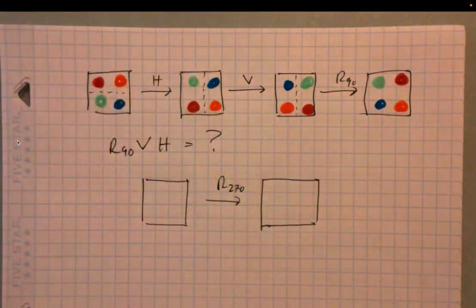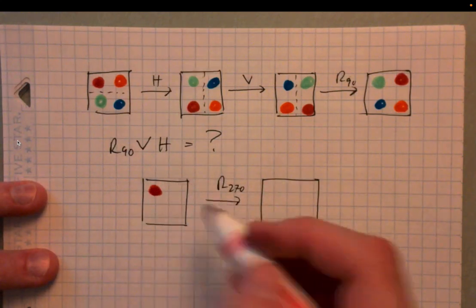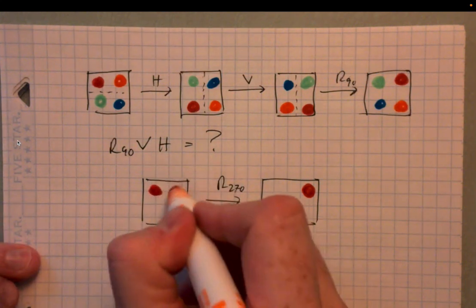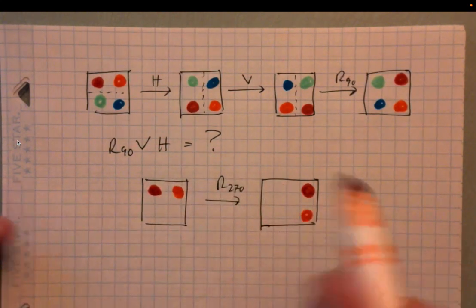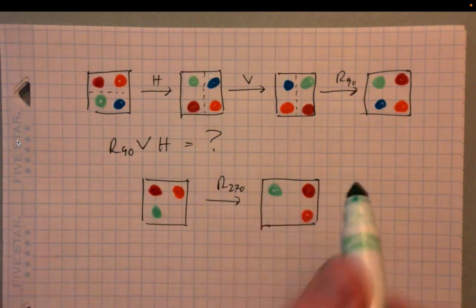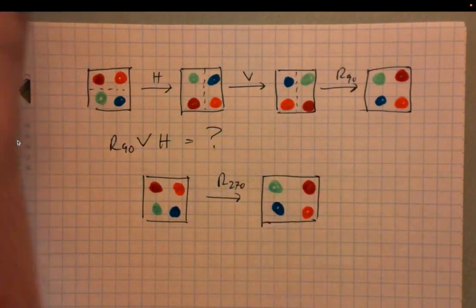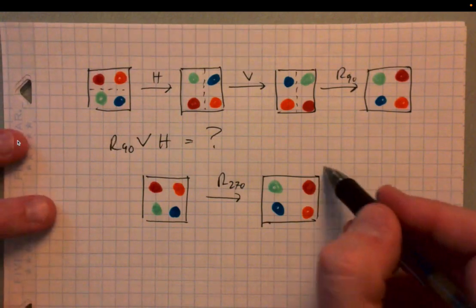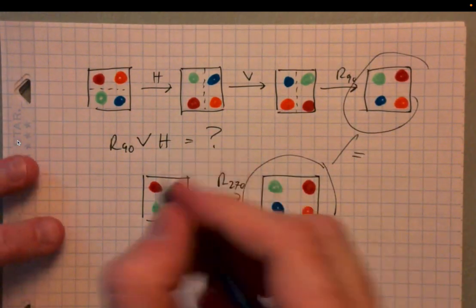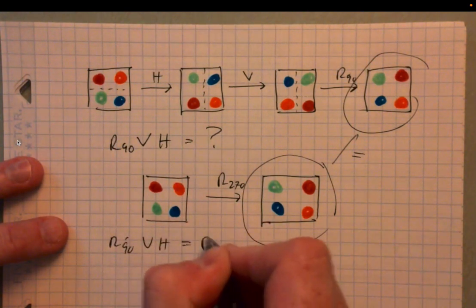And let's see, so pink starts here, 270-degree rotation. It's 1, 2, 3 motions. Orange starts out here, right? Green goes from here up to the top, and blue looks like that, right? And so you can see that these are the same. Okay, so an R90 composed of a V composed of an H is equal to an R270.